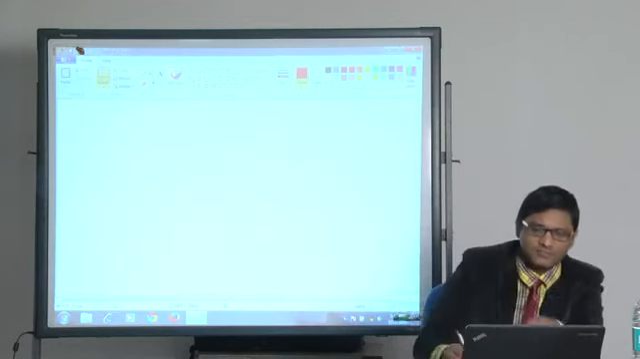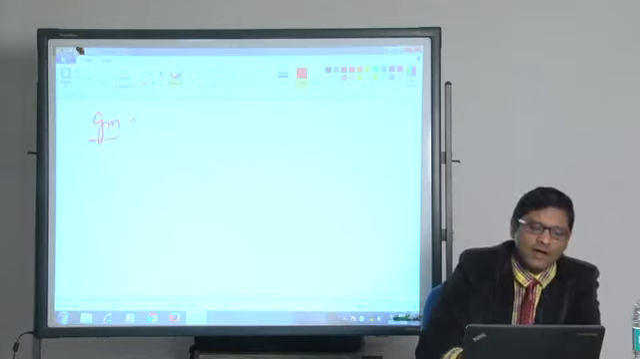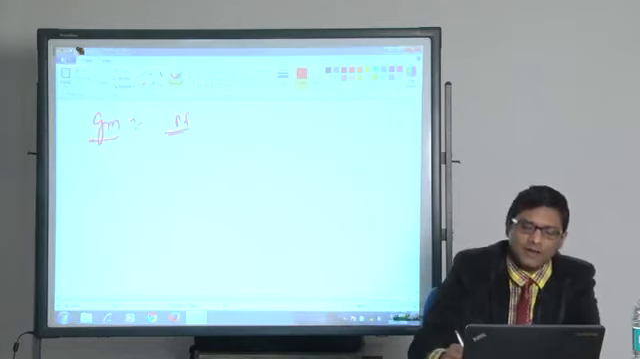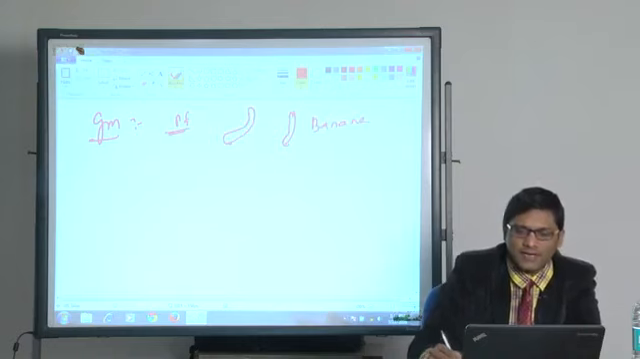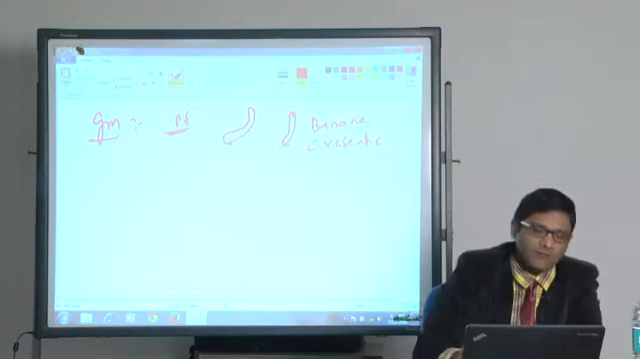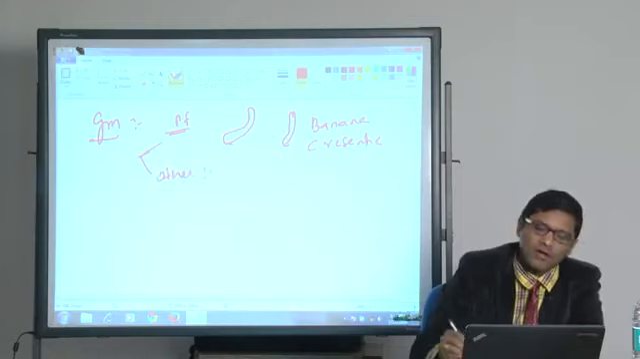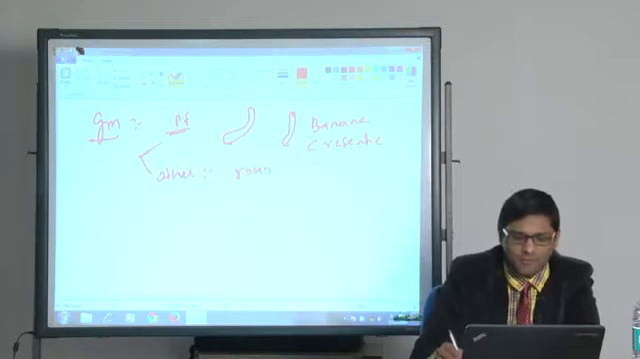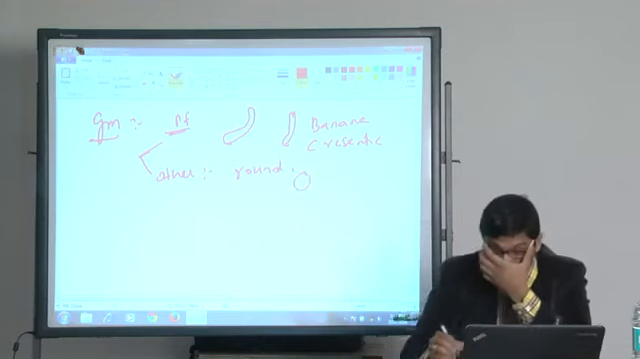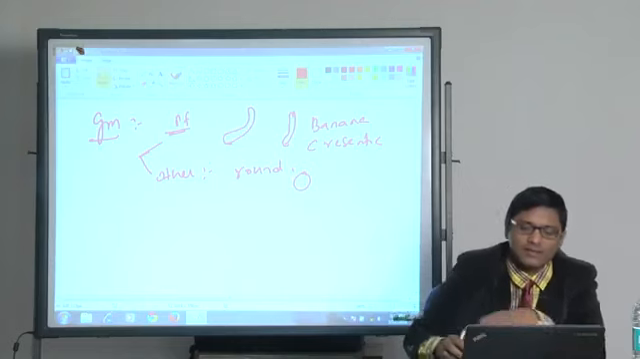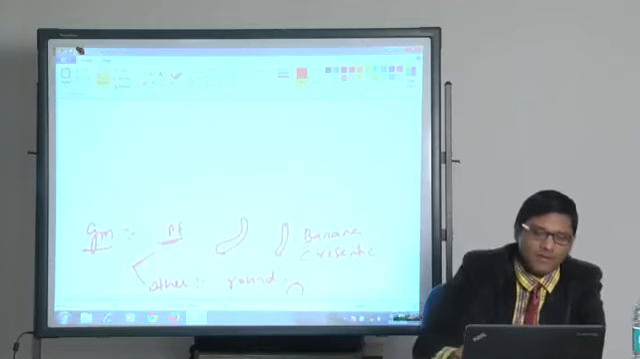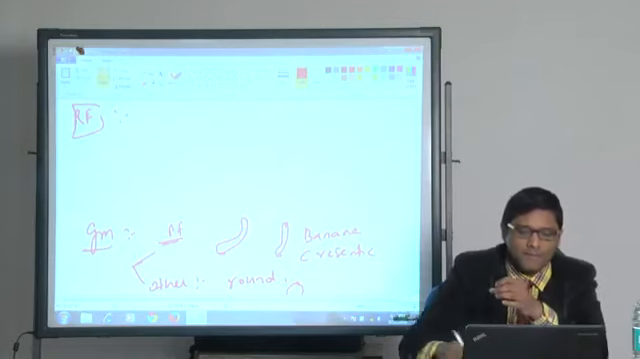Next is gametocyte. In falciparum, the gametocyte is banana shaped or crescentic, whereas in the other non-PF species it is a round gametocyte. Then the most important part, the ring form, a very frequently asked MCQ. Based on the ring form, how can you differentiate?